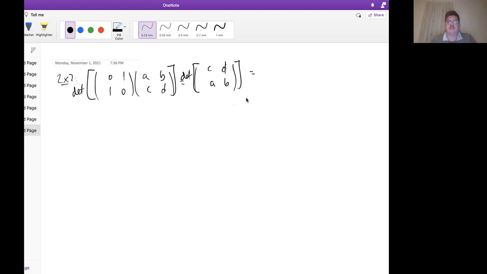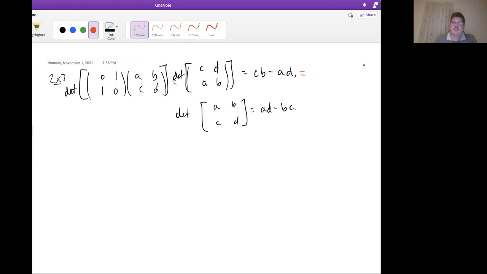What's the determinant of CDAB? Yep, CB minus AD. Good. So, and what is the determinant of ABCD? It's AD minus BC.